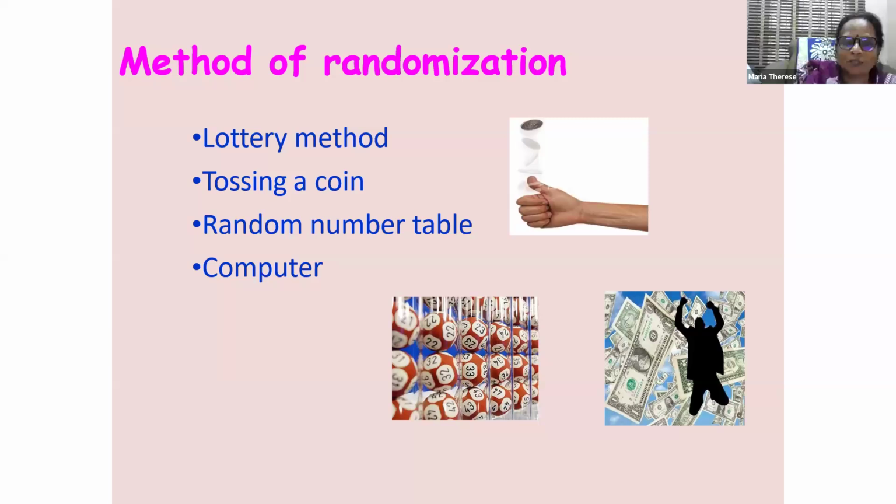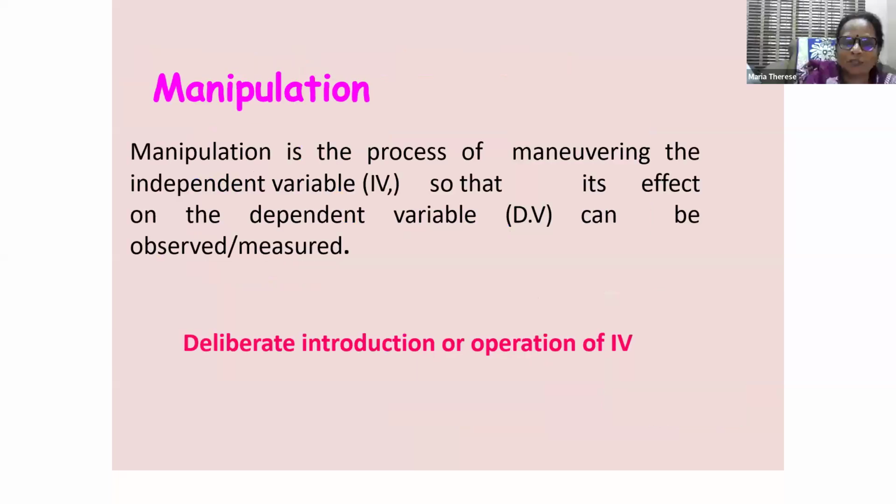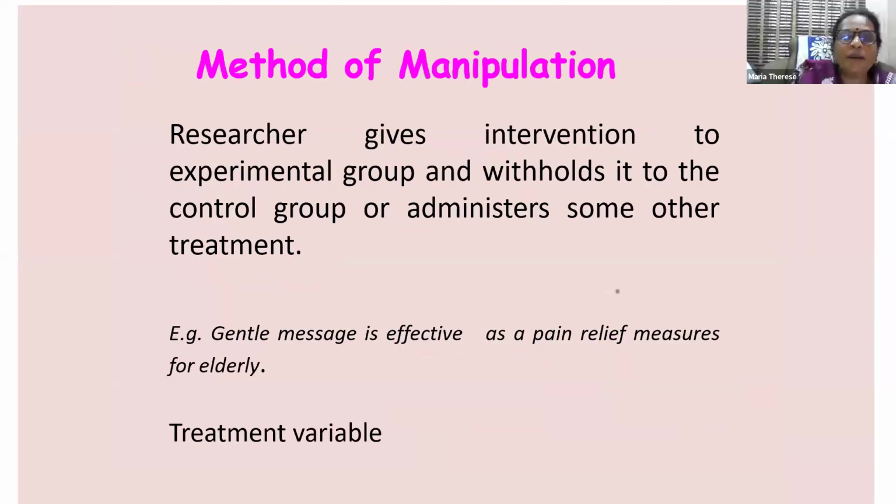And coming to manipulation: manipulation is the process of maneuvering the independent variable, the cause, so that its effect on the dependent variable can be observed or measured. It is the deliberate introduction or operation of the variable. As a method of manipulation, the researcher gives the intervention to the experimental group, the study group, and withholds it from the control group. One group will be exposed to the manipulation or intervention, and the other group will not be given it, or will get a placebo. This is how we can manipulate the intervention. For example, gentle massage is effective as a pain relief measure for the elderly. Here is the treatment variable.